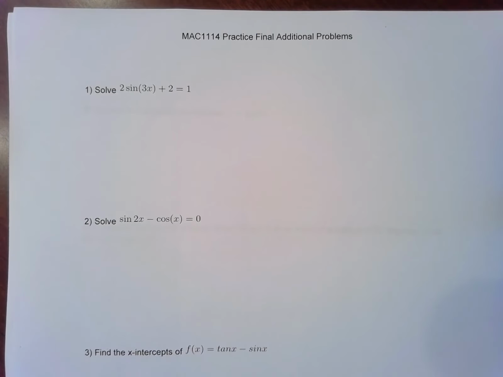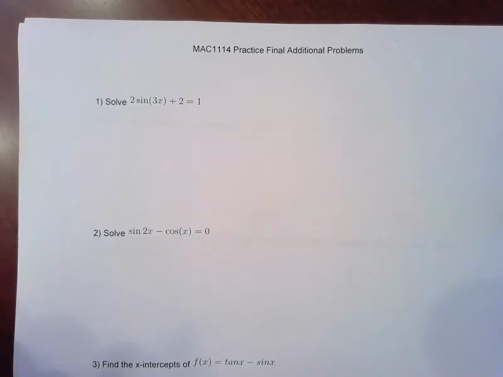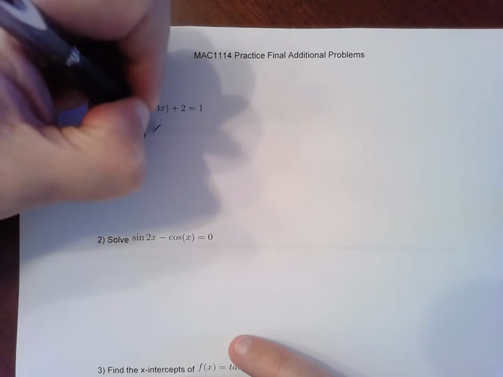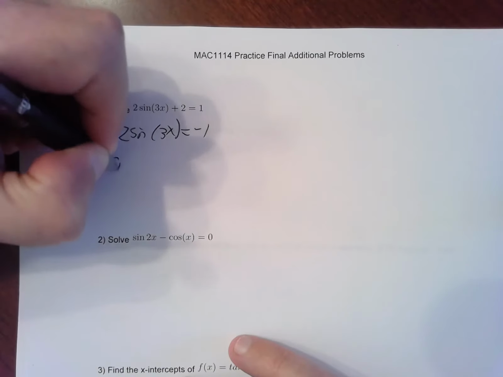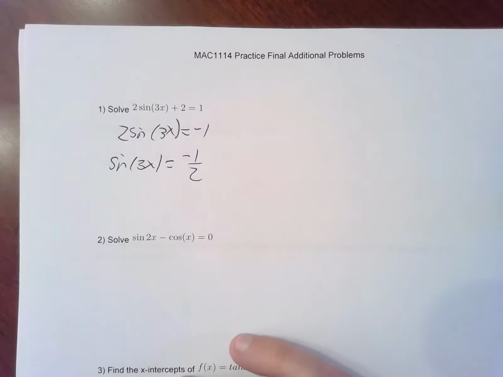Okay, here is the key for all this trig final stuff. We'll start with the additional problems because this is the one I have on top. So we want to solve this trig equation. Move the 2 over, so 2 sine of 3x will be -1. Divide by 2, sine of 3x is -1/2.